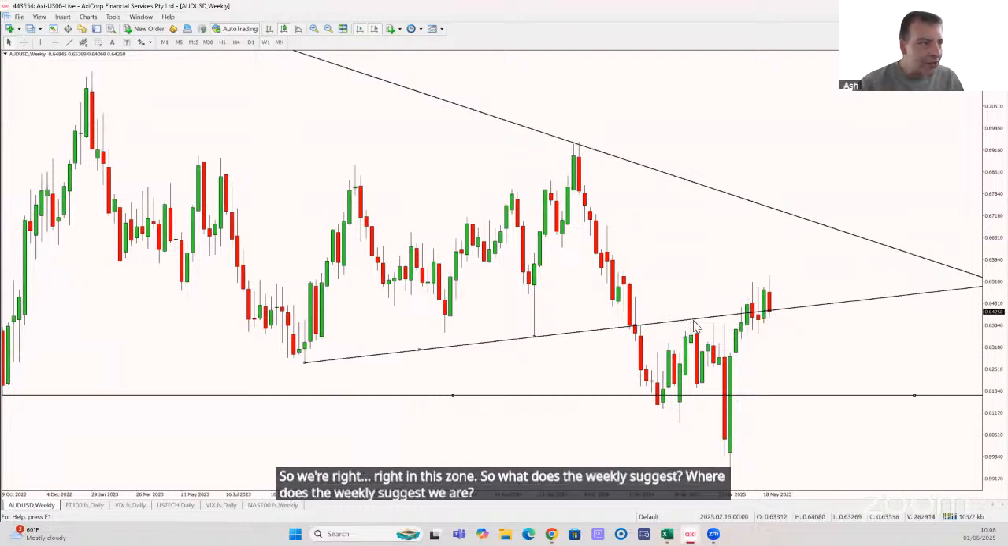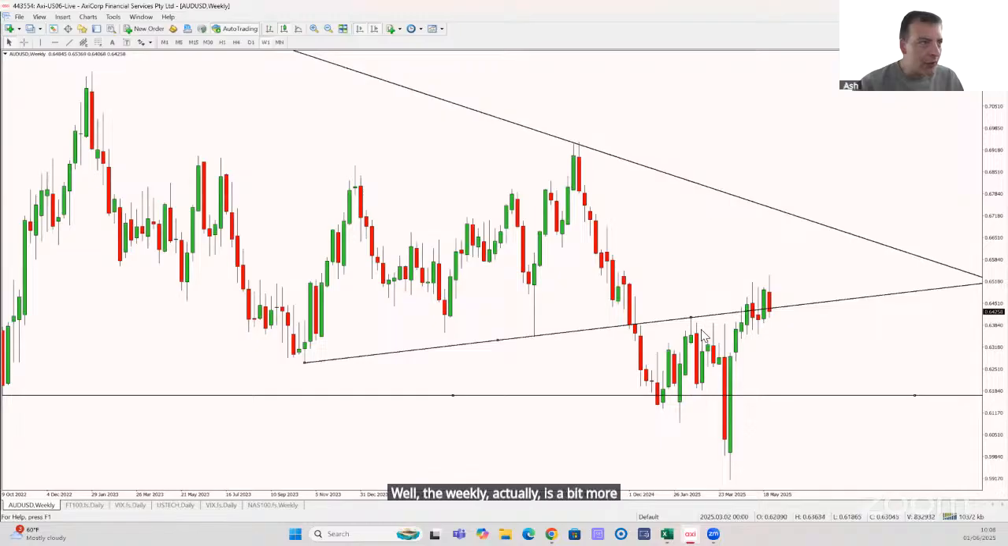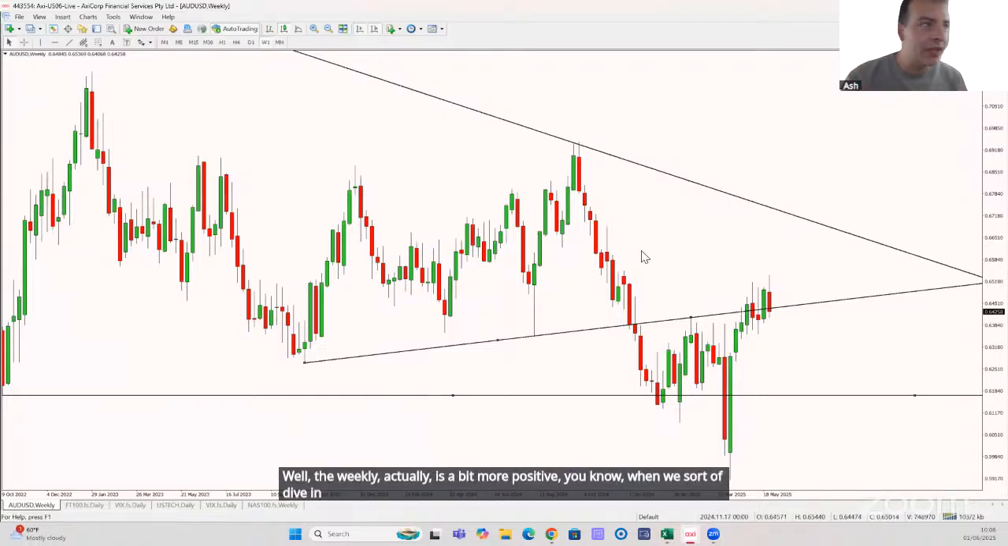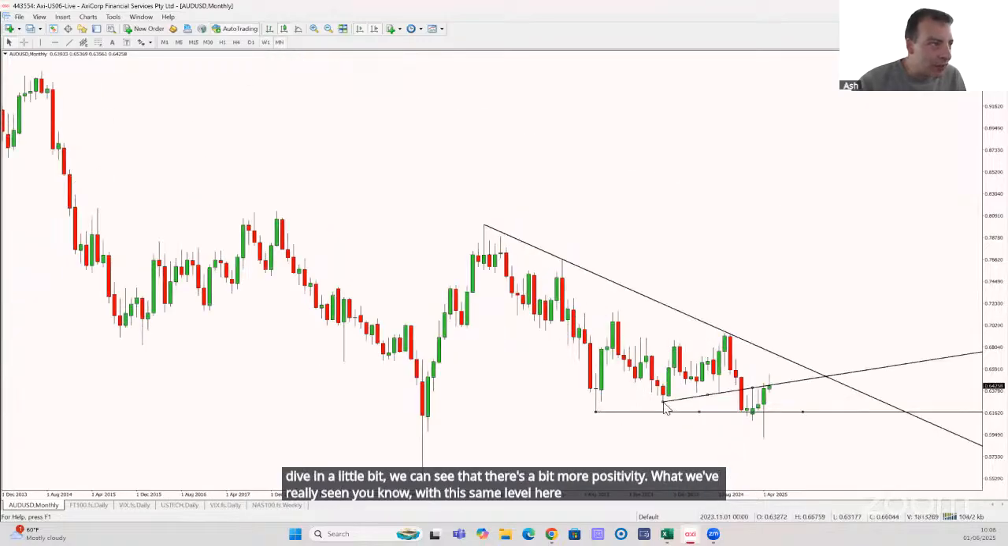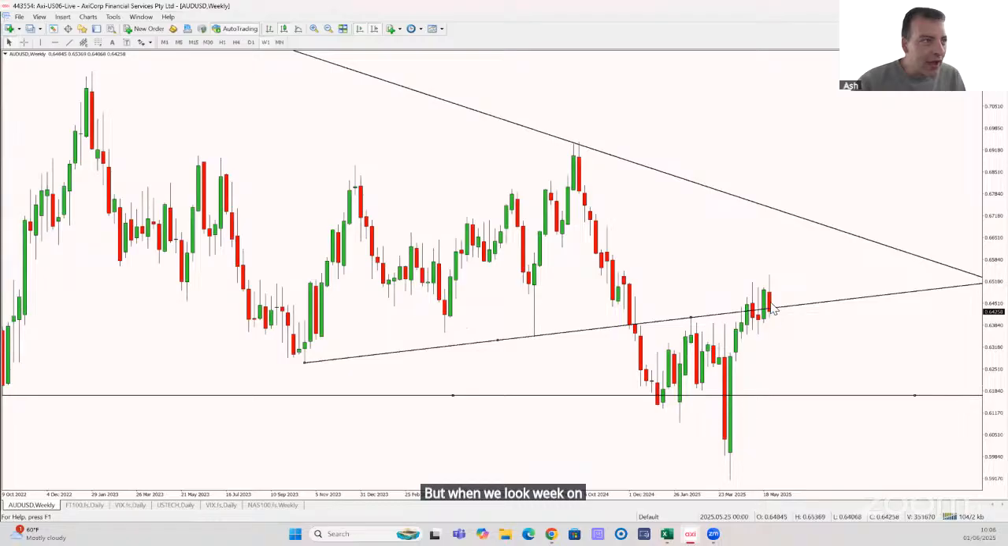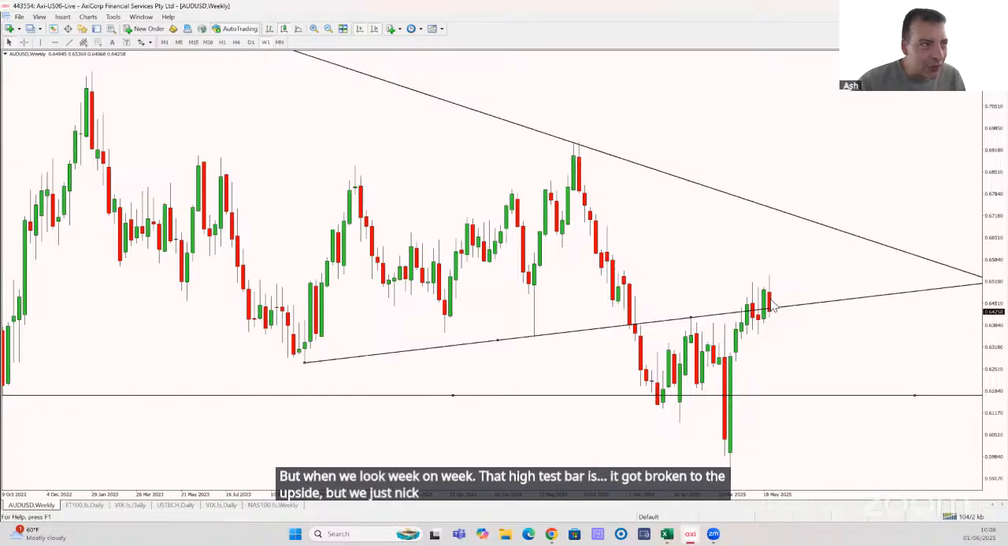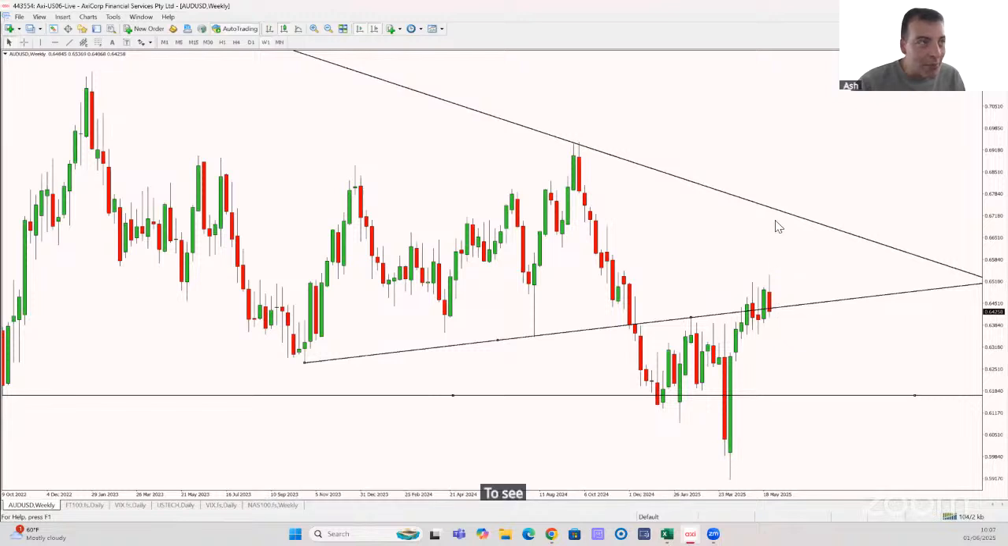Well, the weekly actually is a bit more positive. When we dive in a little bit, we can see that there's a bit more positivity. What we've really seen, with this same level here, along with the monthly, this is the monthly level here, and it looks like a high test bar. But when we look week on week, that high test bar got broken to the upside, but we've just nicked underneath it again. So we're going to need some more information here to see whether we're going to stay above the level or below the level.